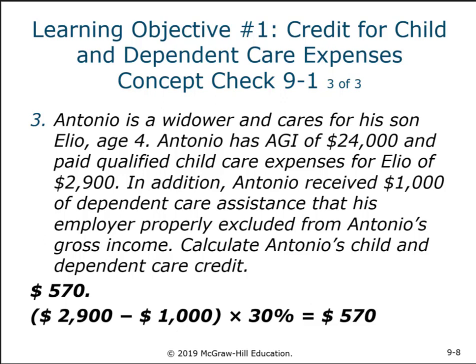So we take the 2,900 minus 1,000. That's 1,900. And then our percentage is higher in this case than the other example because of the AGI being lower, 30%. But we're not using the 3,000 because we use the lowest of the expenses, the income, or the 3,000, 6,000 limit. And in this case, the actual expenses paid was the lowest, especially after you subtract out the $1,000, so $570 is the credit.